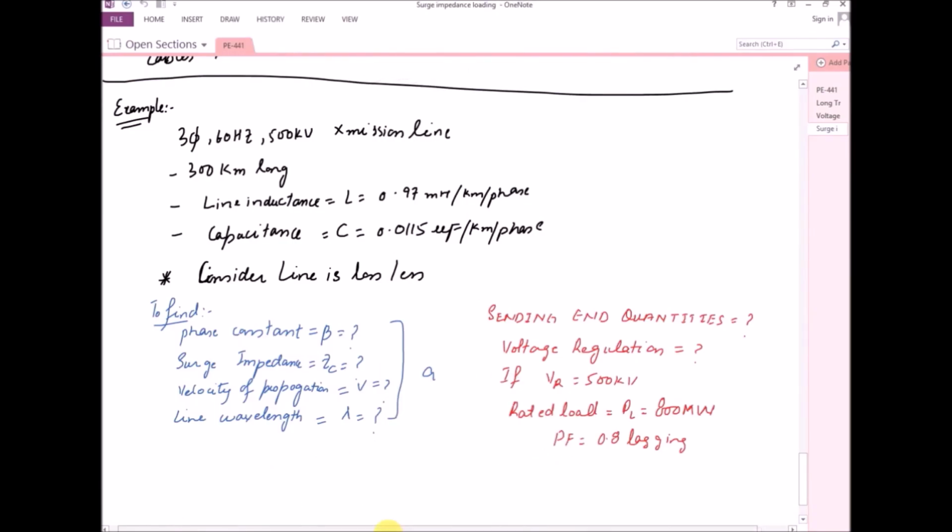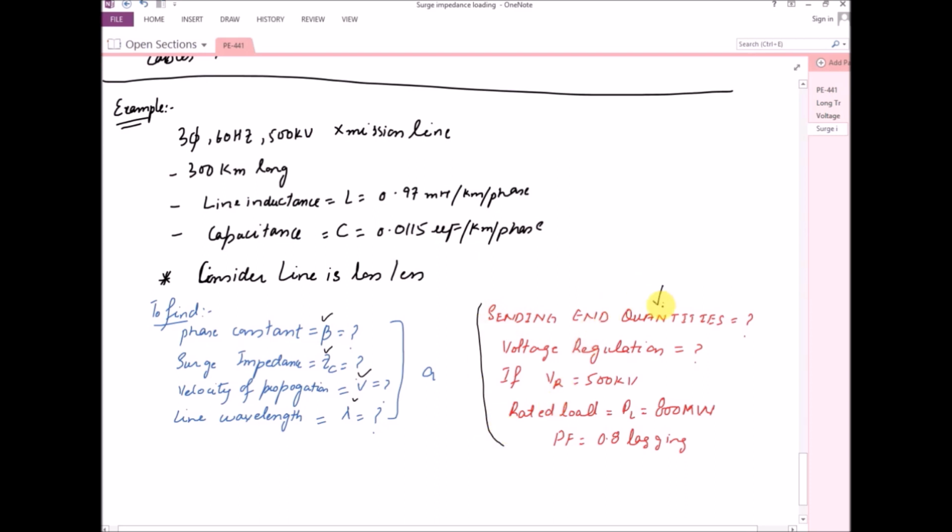A transmission line is given to us, which is a 500 kilovolt transmission line. The length of the line is 300 kilometers. The inductance is 0.97 millihenry per kilometer per phase, and the capacitance is 0.0115 microfarad per kilometer per phase. Now we have to consider the line as a lossless one, and find in the first part the phase constant, which is beta, then surge impedance Zc, velocity of propagation V, and the line wavelength. Then in the second part, we have to find the sending end quantities.